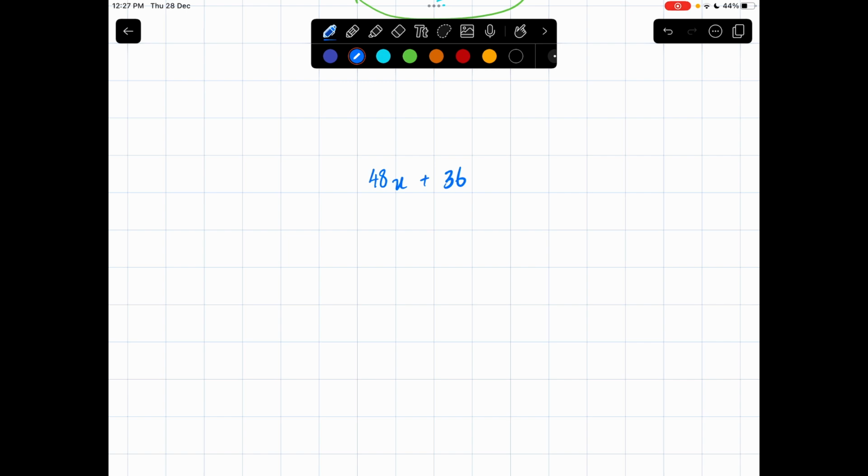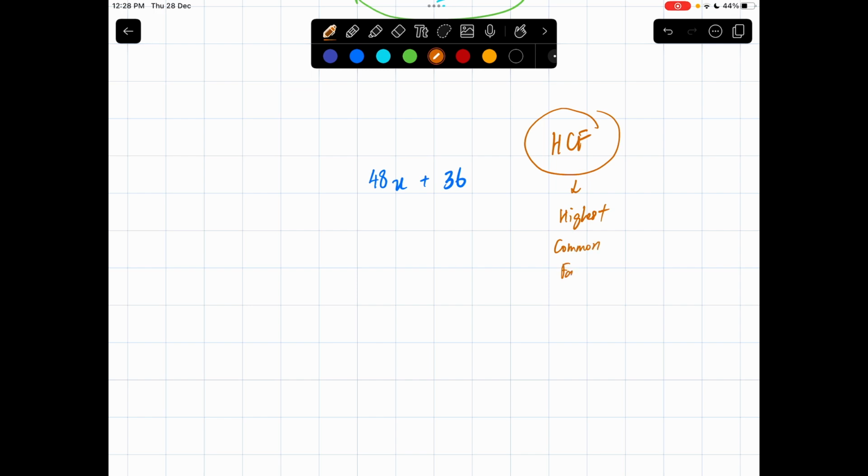So to factorize, it's important for you to understand the concept of HCF. That should ring a bell for you. HCF, this is something you learned in Form 1. HCF stands for highest common factor, which means the highest number that exists in both the timetable of 48 and 36, or the highest number that can divide both 48 and 36 at the same time. That is highest common factor.